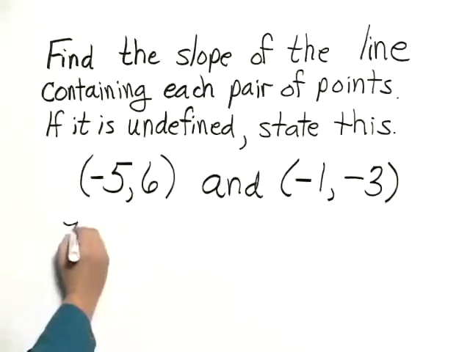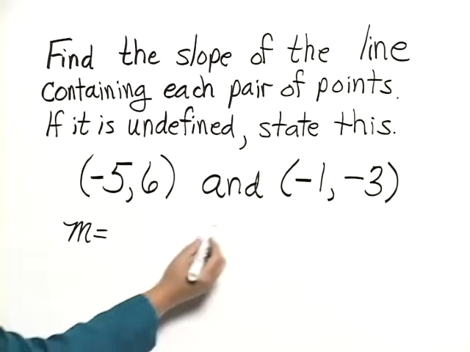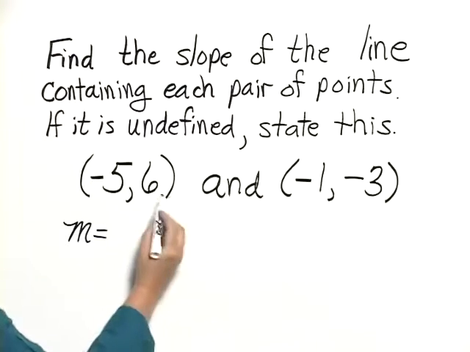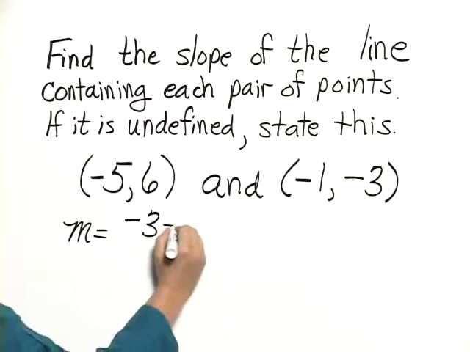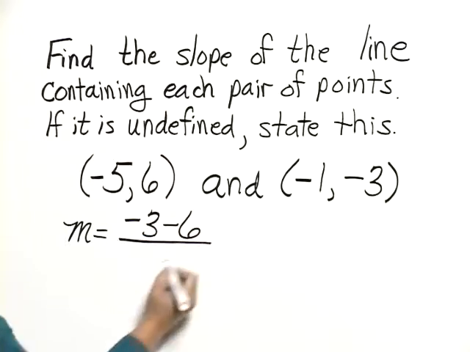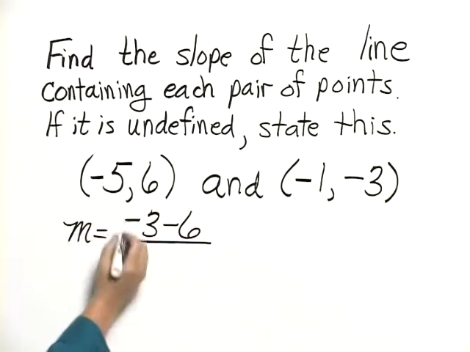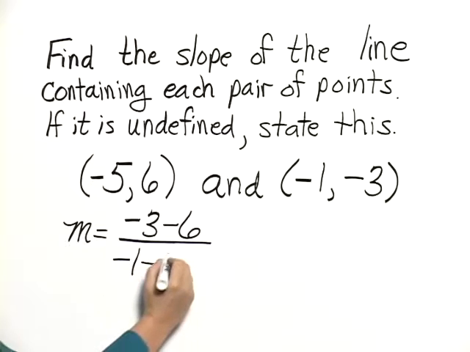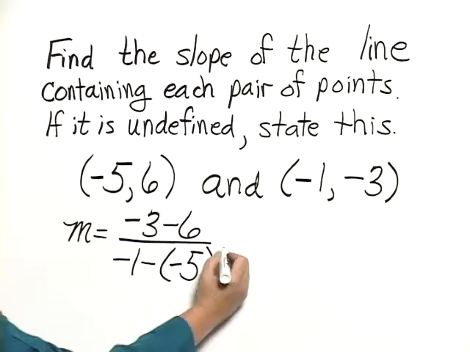To find the slope, we calculate rise over run, which means we subtract the y coordinates, -3 minus 6, and in the denominator we subtract the x coordinates, -1 minus -5. Be careful to write the negative signs in correctly.